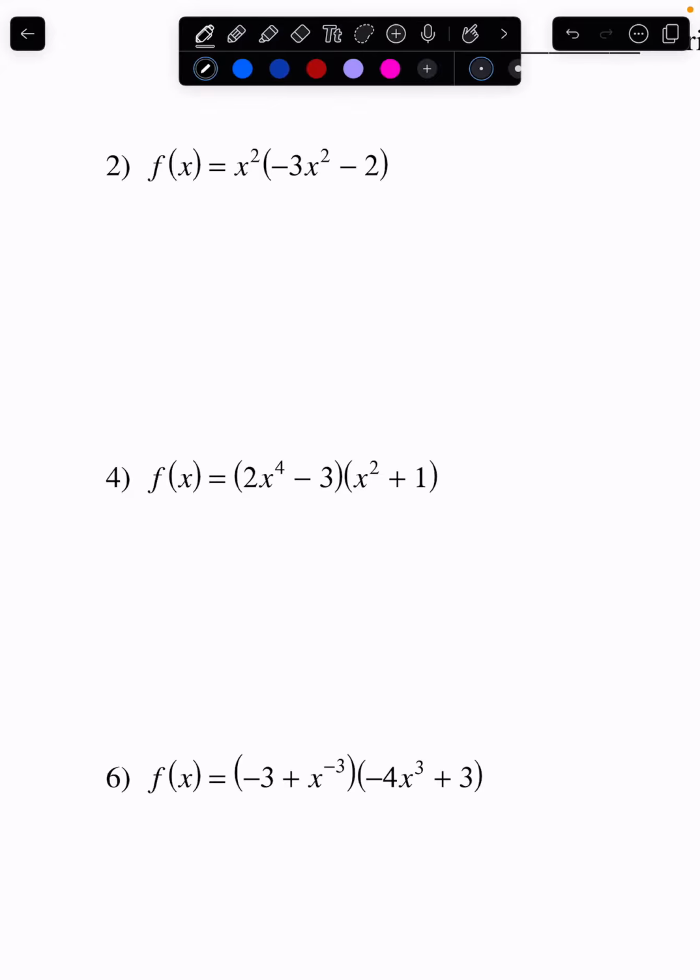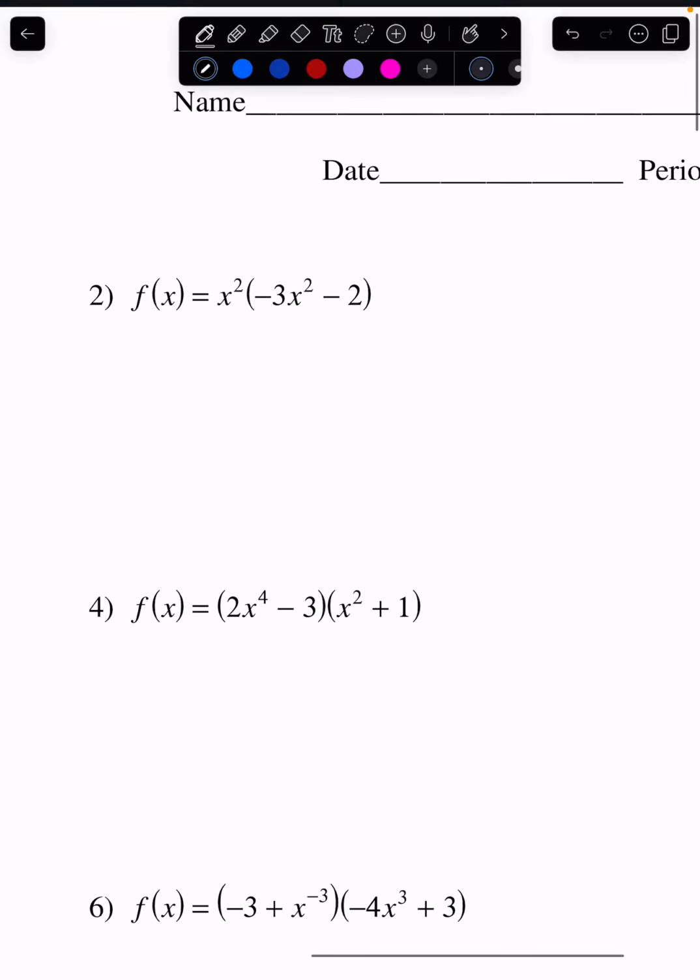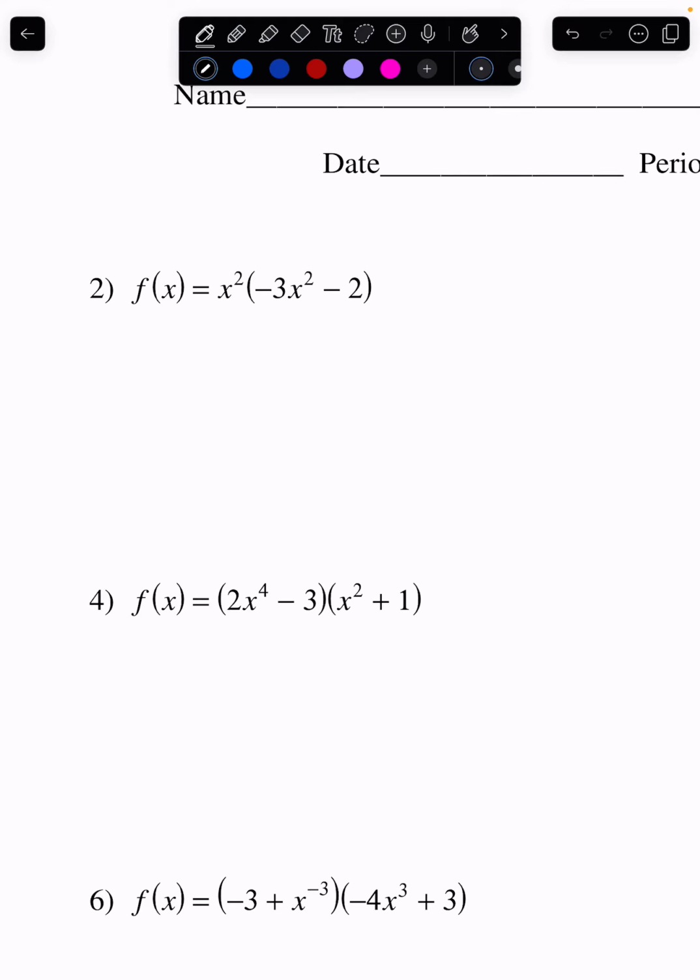Guys, today we're going to learn the product rule and do some exercises. So what the product rule essentially is, it's f of x multiplied by g prime of x plus g of x times f prime of x. Okay, so we're going to start with question 2.